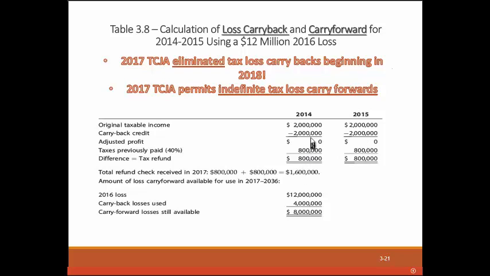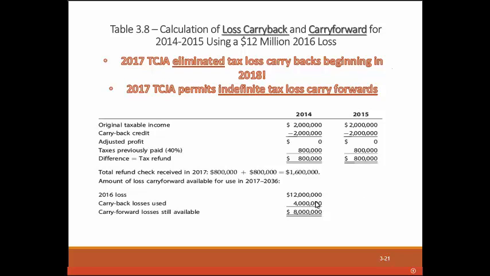Previously, the company would have paid 40% tax on $2 million of income, or $800,000 in each of these years. Because the net operating loss carryback caused restated income for both years to be zero, both the 2014 tax payment of $800,000 and the 2015 tax payment of $800,000 would be refunded to the corporation in 2016.